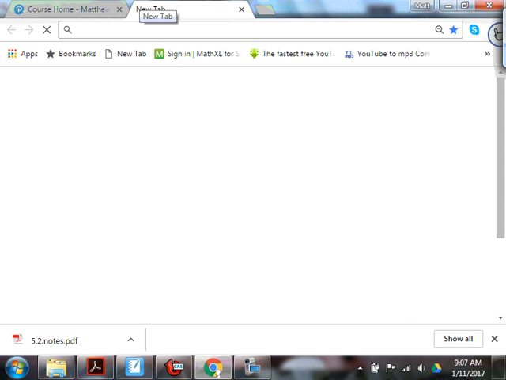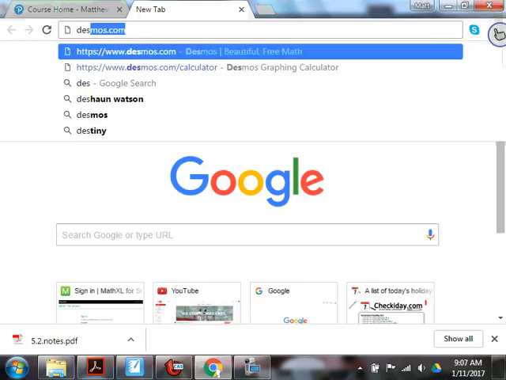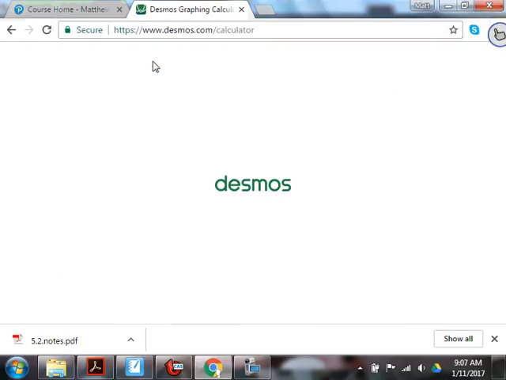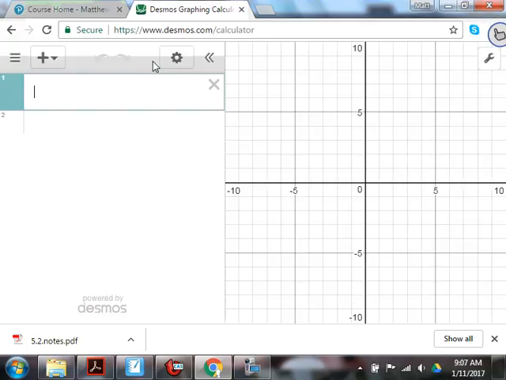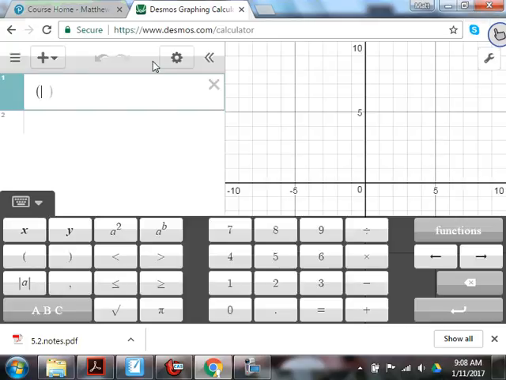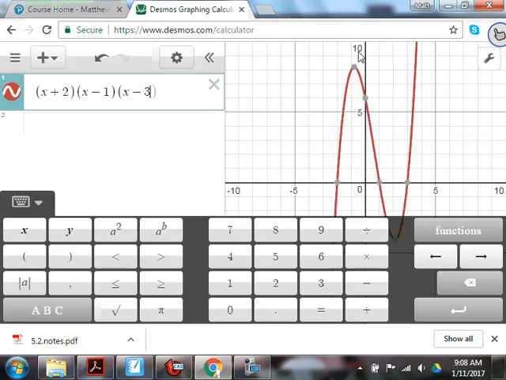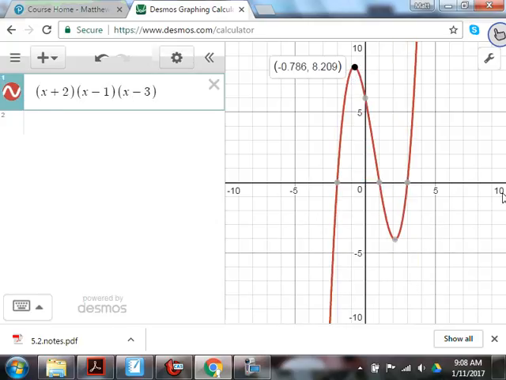Desmos, sure. If you're using Desmos, the beautiful free graphing calculator, check this out. Linear factor, x plus 2. Linear factor, x minus 1. Linear factor, x minus 3. And look at that. You just click right there. Got him. Click right there. Got him. There's your roots. What do you think?